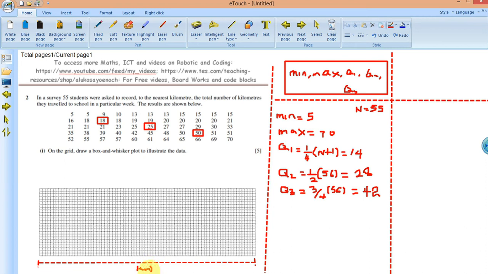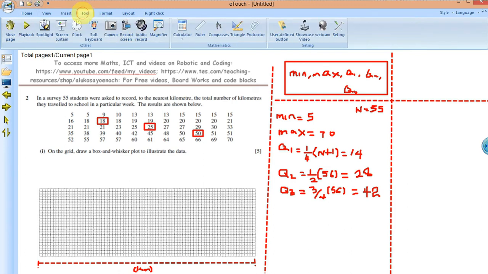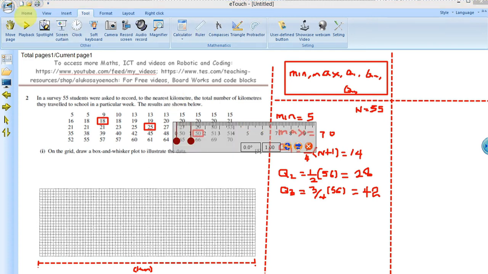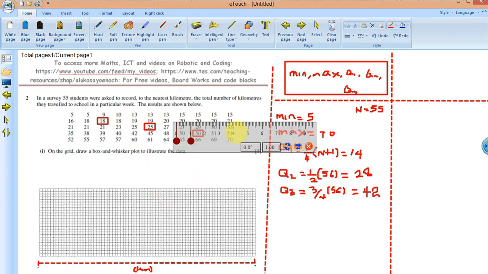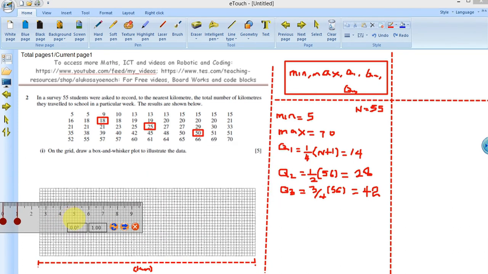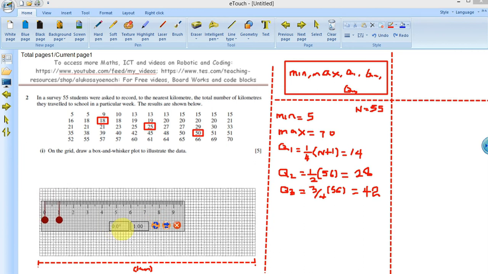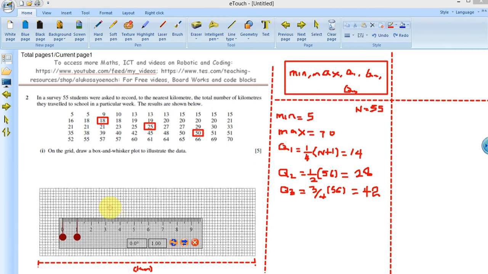So let me go ahead and explore my tool. Yeah, so I need the ruler, guys. Bring out the ruler for me. Okay, so I'll work with this ruler now. Let me just go ahead with my ruler because I just want to use it for scale. Can you just stay?